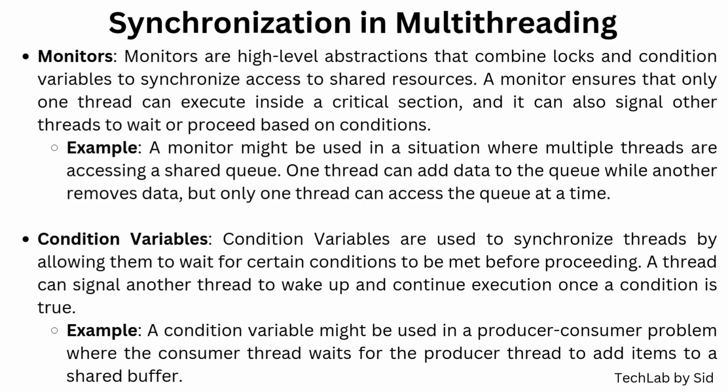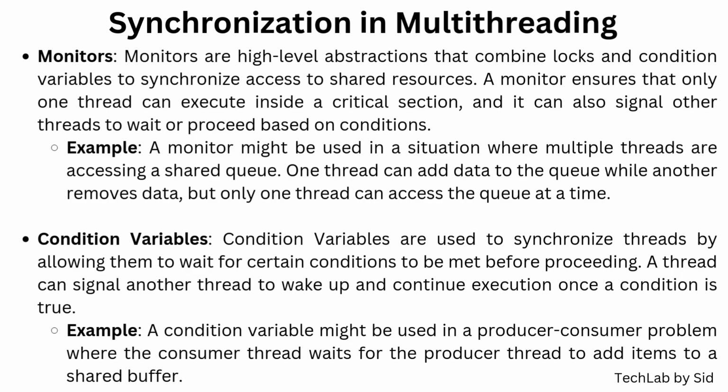They ensure that only one thread can execute within a critical section at a time, while also providing a way to signal other threads to wait or proceed based on certain conditions. For example, in a shared queue scenario, a monitor can be used to ensure that only one thread accesses the queue at a time. One thread may add data to the queue, while another thread removes data, with access controlled to avoid conflicts.